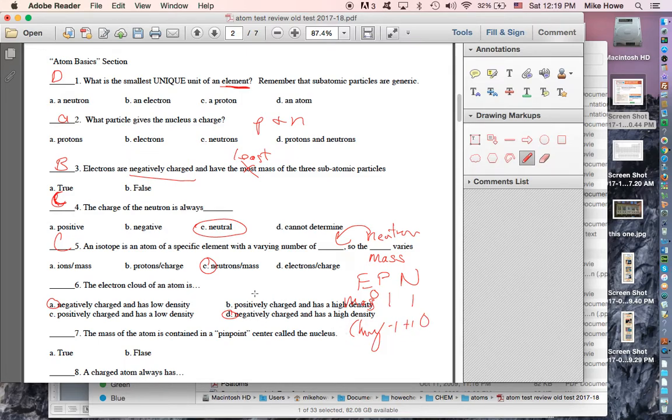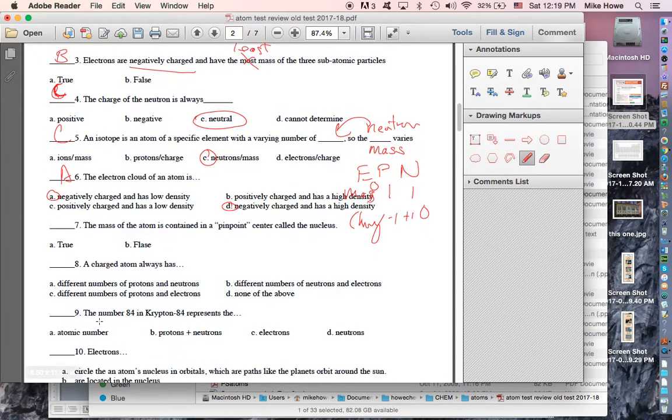So if the electrons don't have any mass, are they going to have any density? Since density is mass divided by volume, if they don't have any mass, they'll have almost no density, so the answer would be A. The mass of the atom contained in a pinpoint center called the nucleus, yes, because in the nucleus you've got protons and neutrons. Both of those have mass, don't they? So that's true, A.